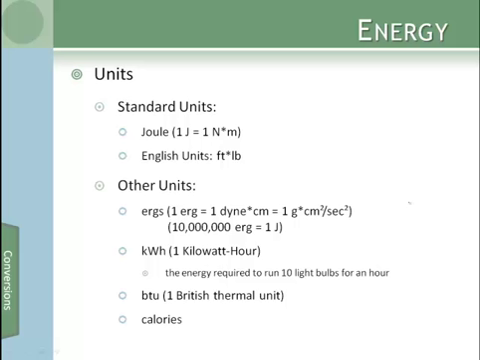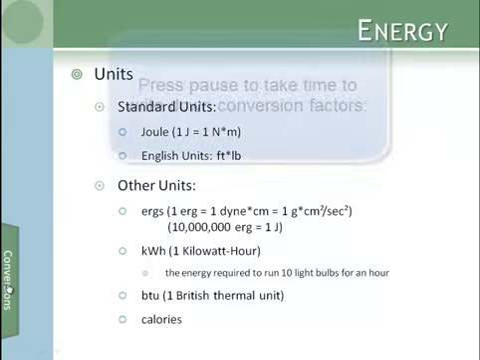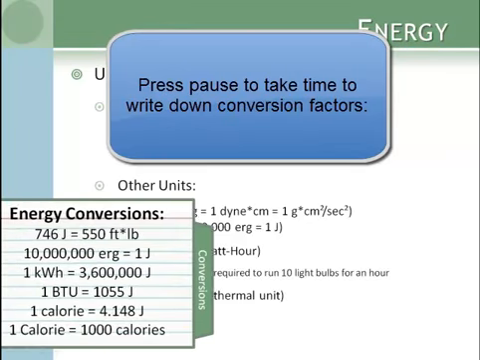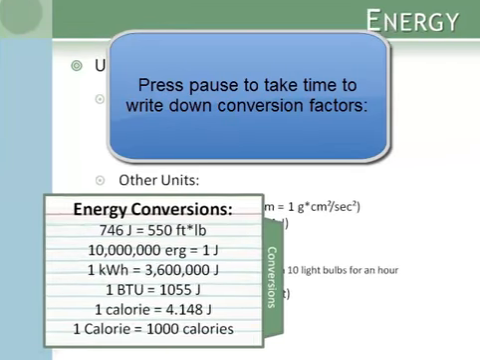Probably in America, the most common unit is a kilowatt hour. This is what's measured on your electricity bills. And to give you some idea of that, that's about how much energy would be required to run 10 light bulbs for 1 hour. If you're talking about thermodynamics, we tend to use the British thermal unit, or a BTU, quite often, or the metric version of that, which is a calorie. Why don't you take a moment and write down some of these conversion factors for energy.